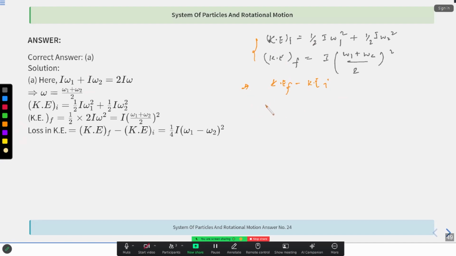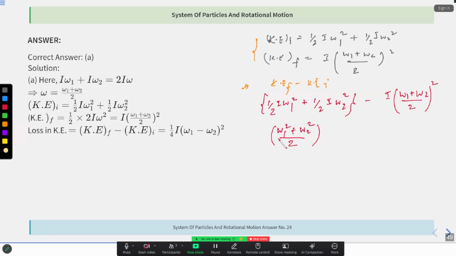KE final minus KE initial, correct? Which comes out to be 1/2 I omega 1 square plus 1/2 I omega 2 square, minus I into (omega 1 plus omega 2 divided by 2) whole square. I'll just take 1/2 I as common. But a better way is like this: this is what we are subtracting, (omega 1 plus omega 2 divided by 2) whole square, correct? This is what they are saying.